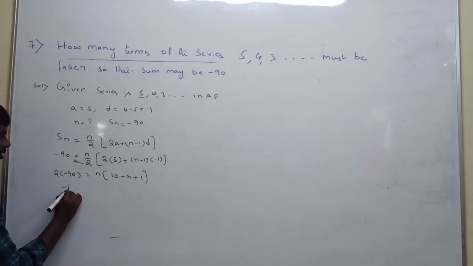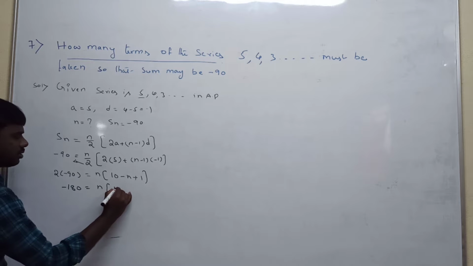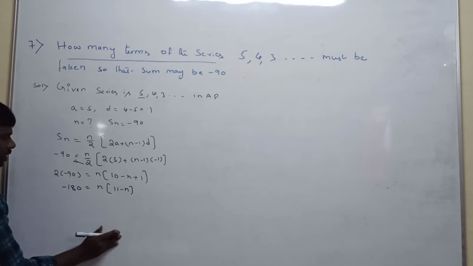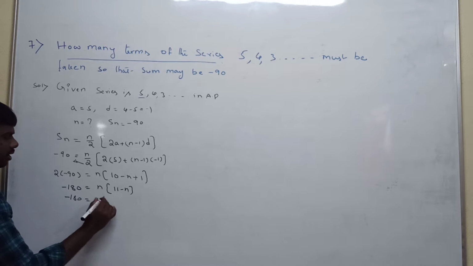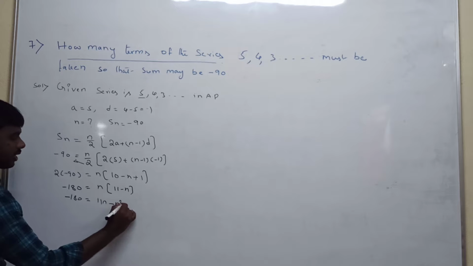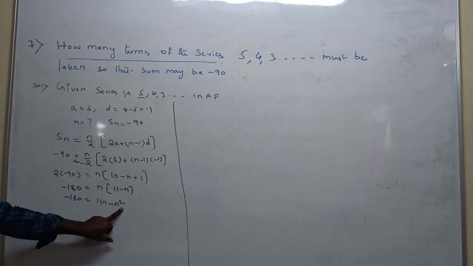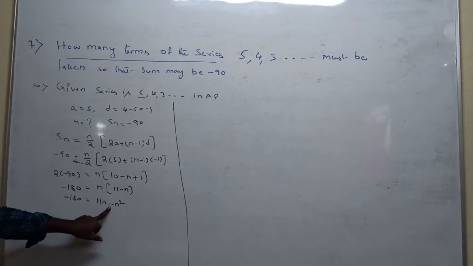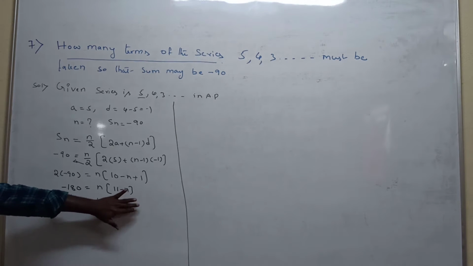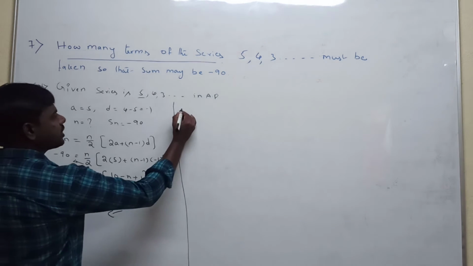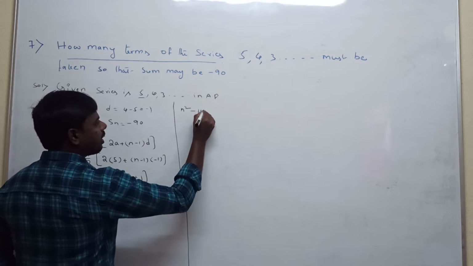2 into minus 90 value is minus 180, equal to n into 10 plus 1 value is 11, minus n into... after that product, minus 180 is equal to n into 11 value is 11 here, n into minus n is minus n square. Now here n square should be positive, but here it is negative. That's why we take these two values to the left-hand side: minus n square taken to the left-hand side becomes plus n square, and plus 11 taken to the left-hand side becomes minus 11.